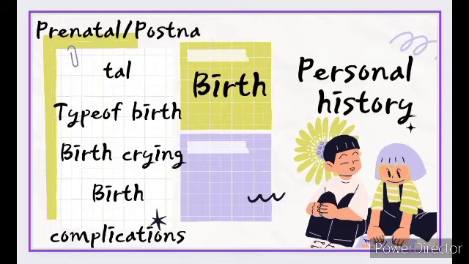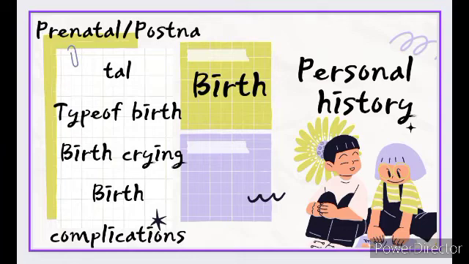So prenatal or postnatal birth, we can write if it was a cesarean baby or normal baby, or a forceps baby. We can also write prenatal, postnatal, like a 6 months baby, 7 months baby, or a premature baby. Weight we write. Type of birth we write: forceps or normal or cesarean. Birth crying, if there was none. Birth complication, if there was something. Weight we can write, that I already said.